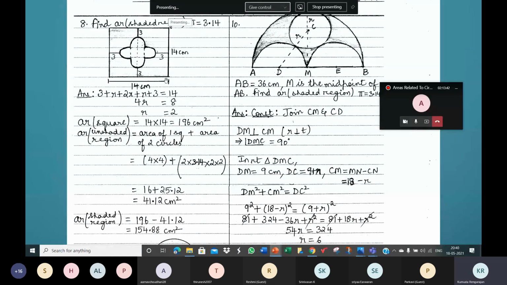The side of the square is 14. So this line segment will also be 14. The length of this line segment is also 14. The length of this line segment is also 14.